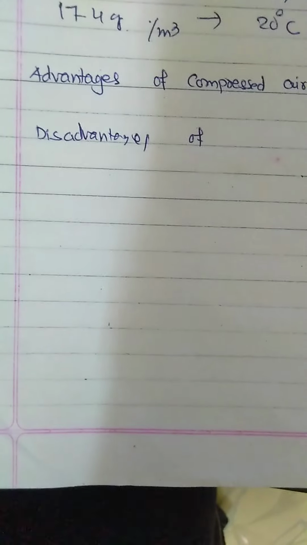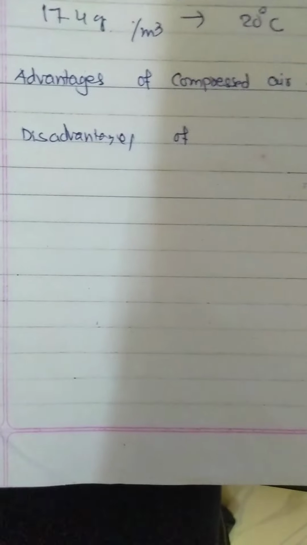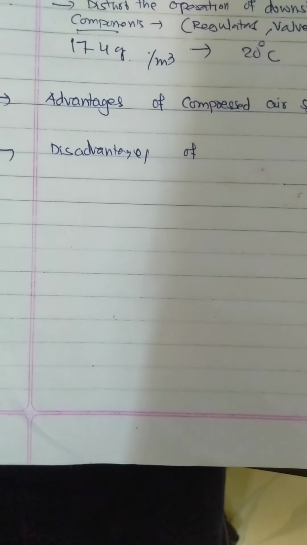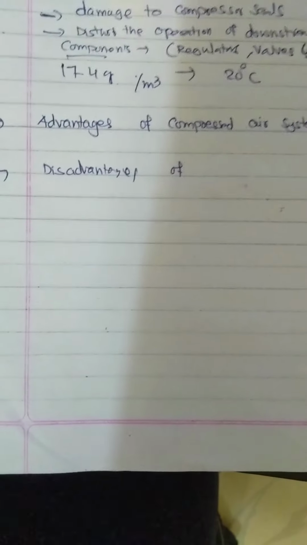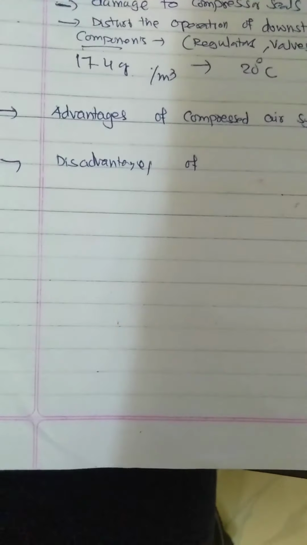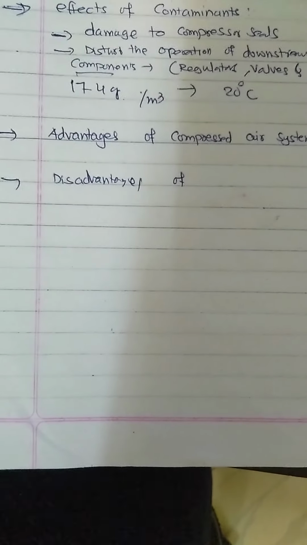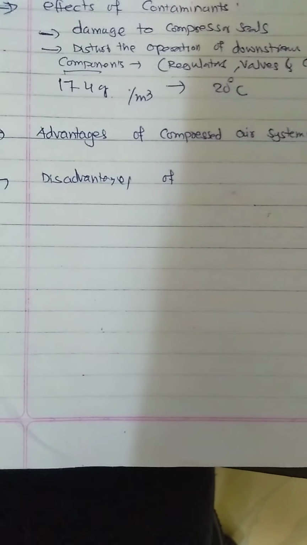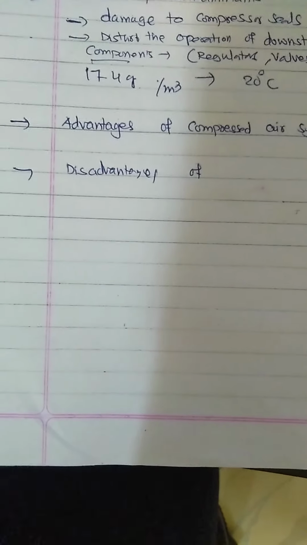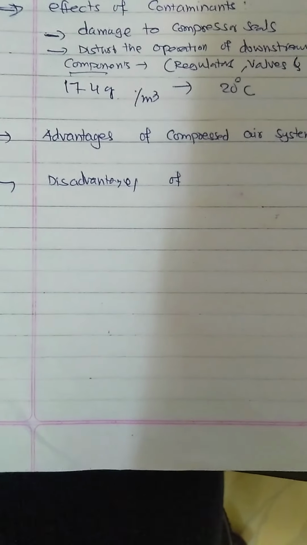Like advantages, there are certain disadvantages of the compressed air system also. First, all compressed air systems are vulnerable to damage by dirt or contamination. So the basic enemy of any compressed air system is dirt, dust and contamination. Hence compressed air requires good preparation to remove dirt and moisture present in it. That is an essential task to be carried out to remove dust from the compressed air.